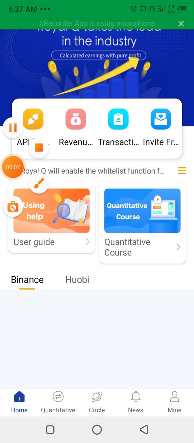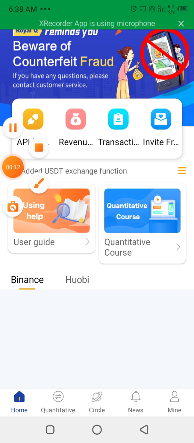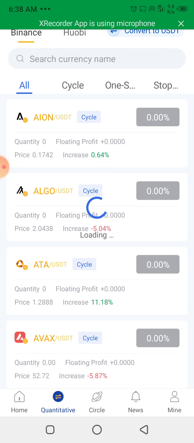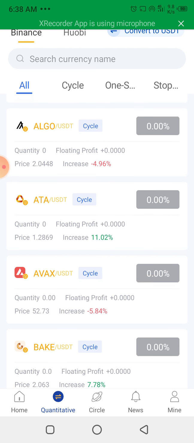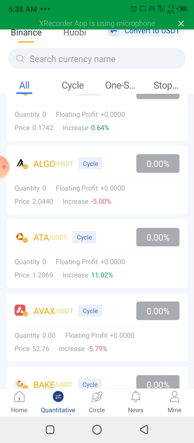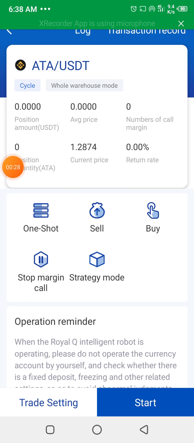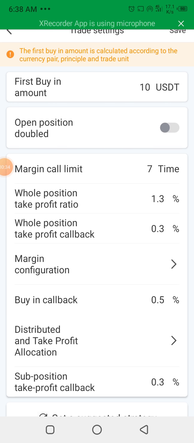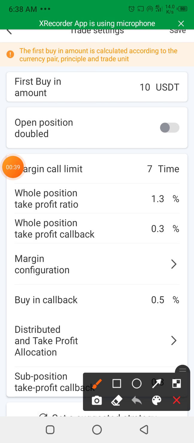I want to explain trade setting at this moment. Let's understand the concepts of some of the parameters in trade setting. So in that case, you open quantitative, then select the coin that you want to set. Then you go to trade setting here and open it. Let me explain these things.